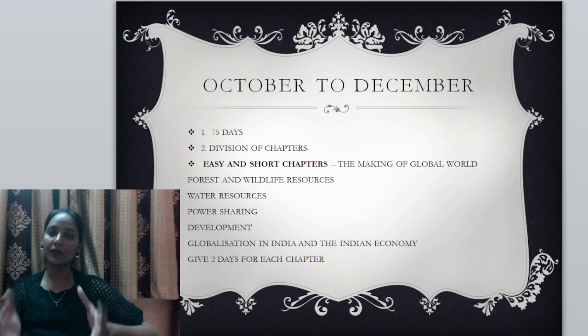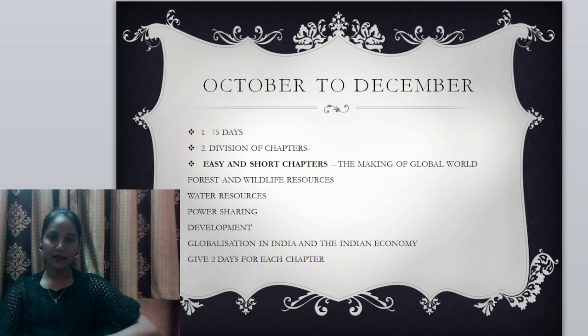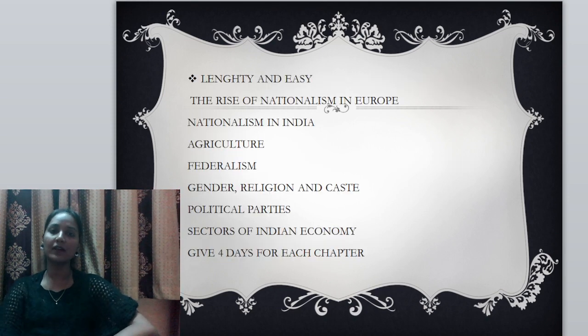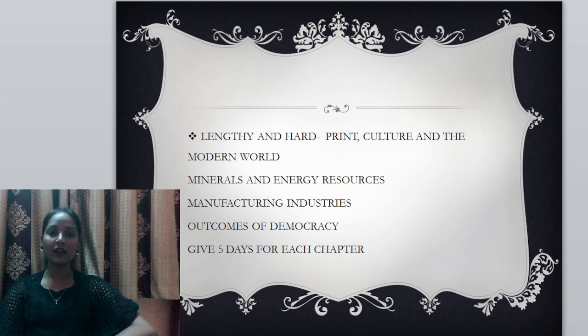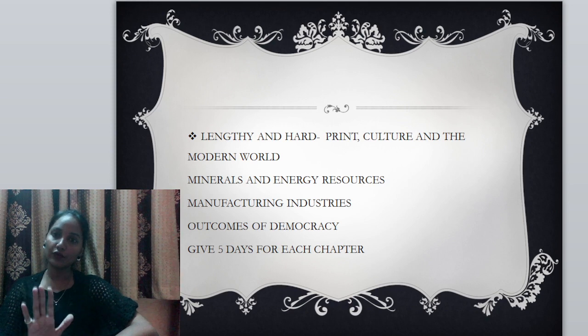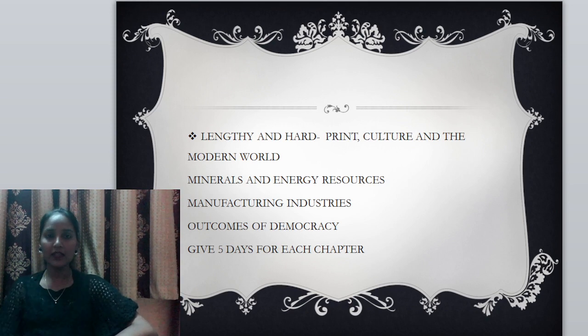From October to December, you can finish your studying and revision if you plan in this way. For easy and short chapters, giving 2 days per lesson is more than sufficient, because those are short chapters. For lengthy and easy chapters, you will have to give 4 days to each chapter. Within 4 days you can cover the full chapter. For the lessons which are hard and lengthy, you will have to give 5 days per lesson. In this way, from October to December you can make your plan.